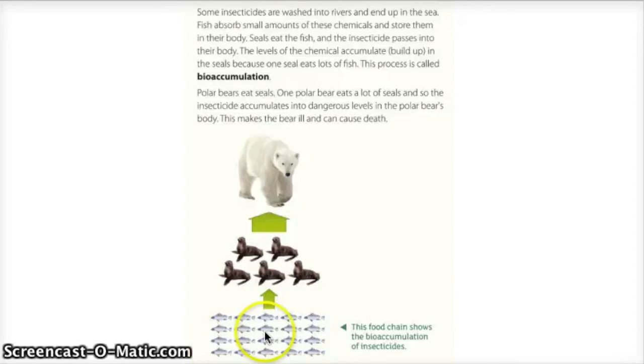Now, this is the picture that was on Kerboodle, which I showed you as the example on the last slide, bioaccumulation.